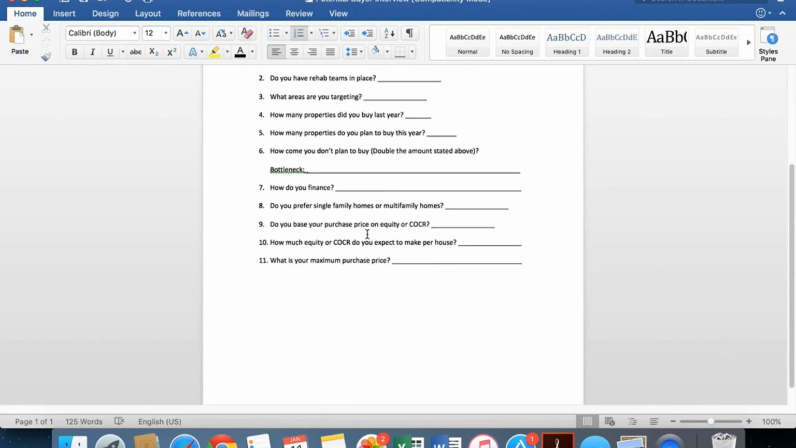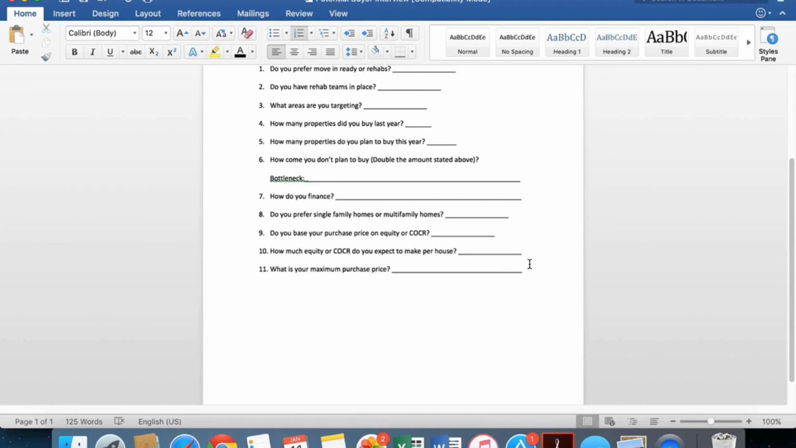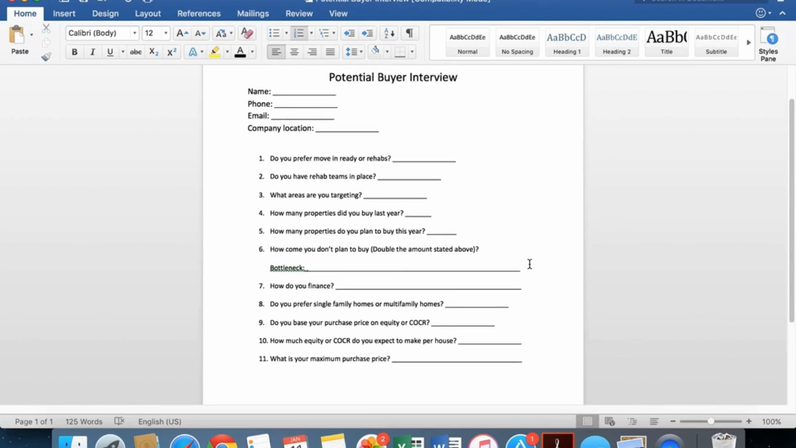We want to know if they base their purchase price on equity or cash on cash return. So do they want a lot of equity in the property in order to buy it, or are they more worried about the cash flow? And then we want to know how much that they're looking at for it to be a potential deal for them. We also need to know what their maximum purchase price is. We don't want to be buying properties in the $100,000 range if they want to stay closer to the $60,000 range. So all of these questions you want to ask your potential buyers.